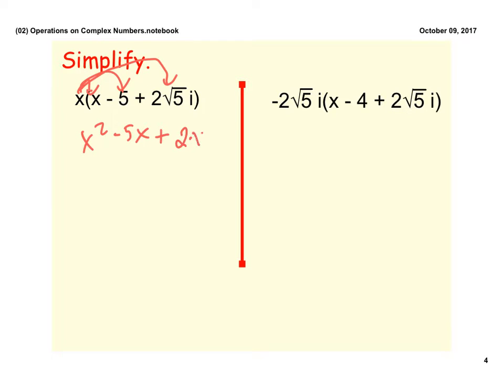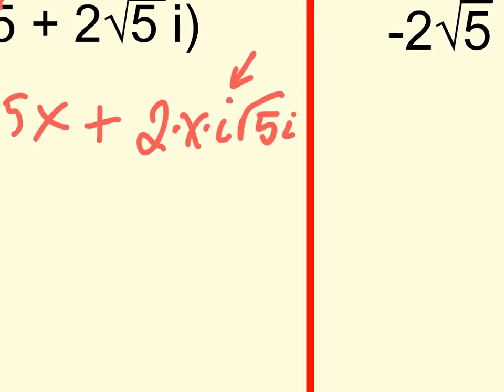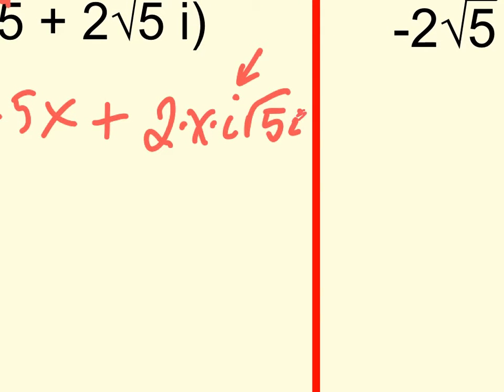2 times x times i times the square root of 5. You always put the square roots last. Put the i in front of the root, because if you put it at the end, it'll look like it's under the root. Like if I see that 5i, doesn't that kind of look like it's the square root of 5i? So we put the i in the front. Okay.